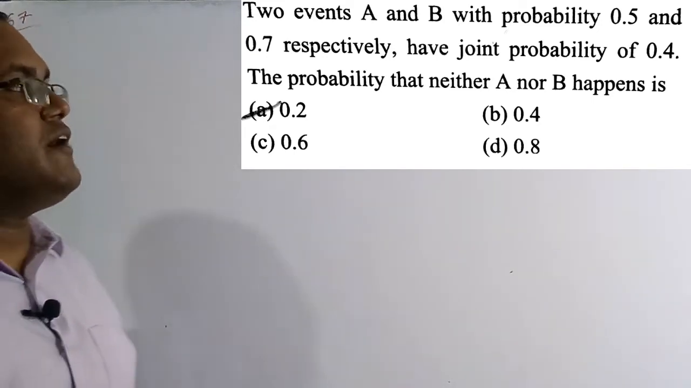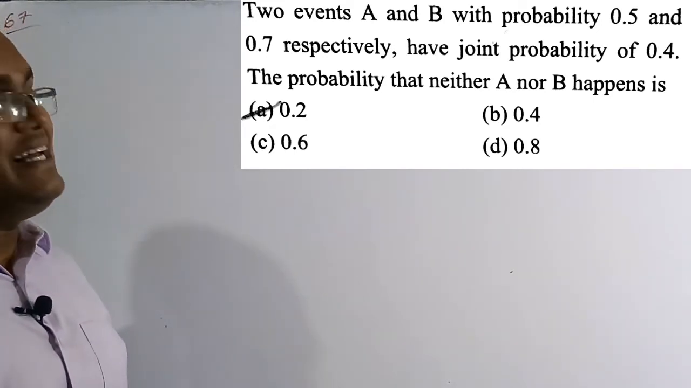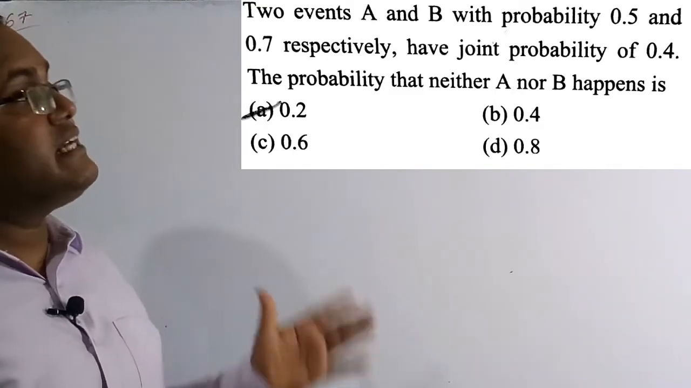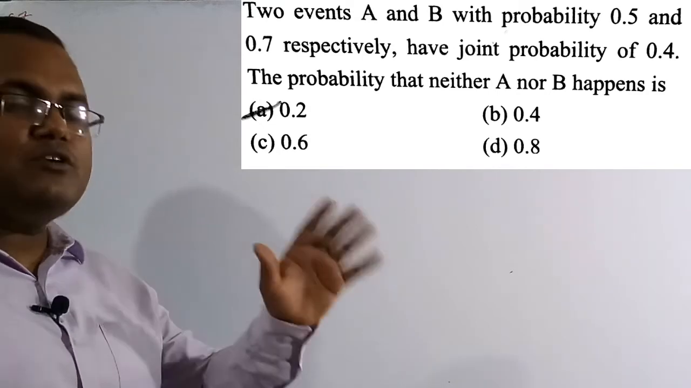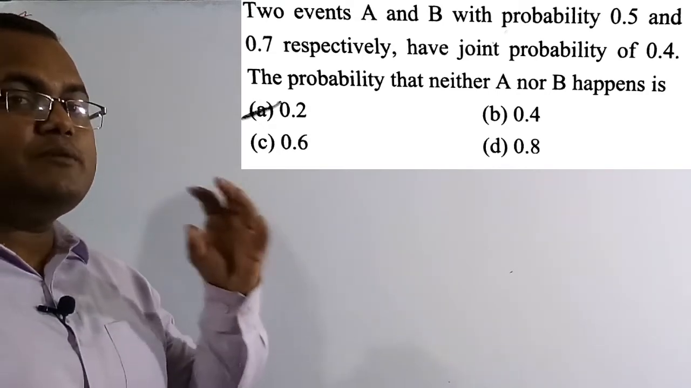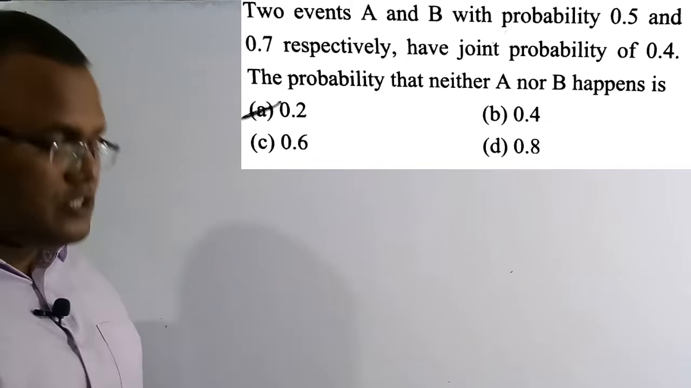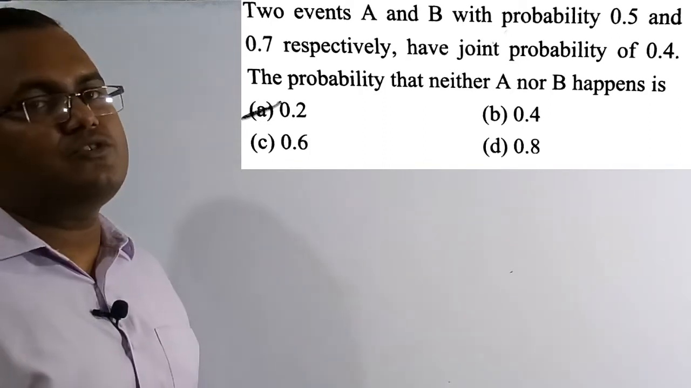Based on this we have to find the probability of neither the occurrence of A nor the occurrence of B. We need to figure out the probability that both events do not occur. Out of these four options, option A, 0.2, is the correct solution of this question.